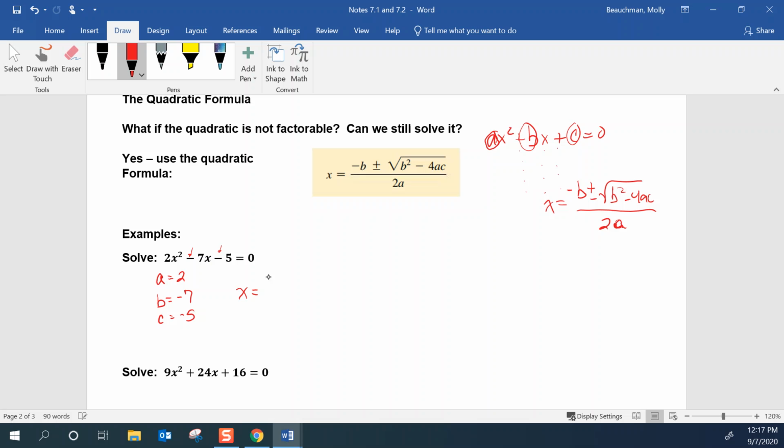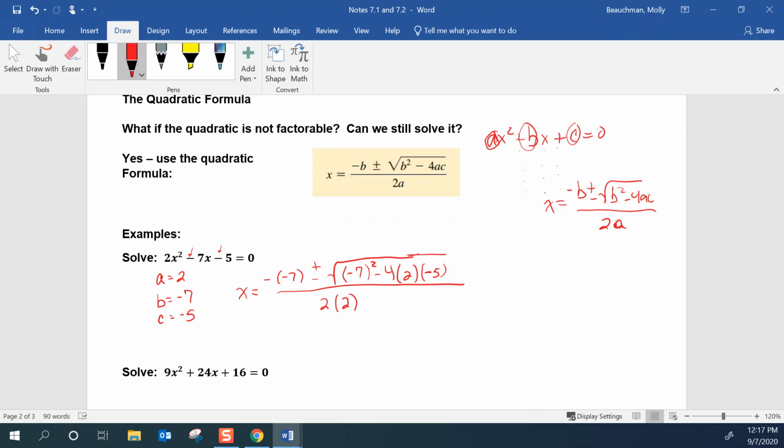x equals negative whatever b is, negative negative 7, plus or minus the square root of, notice I'm putting parentheses around the numbers as I substitute them in, negative 7 squared minus 4 times a, which is 2, times c, which is negative 5. Putting parentheses around your numbers as you substitute them in the formula, make sure that you keep the negative signs with your numbers. All over 2 times a, which is 2.